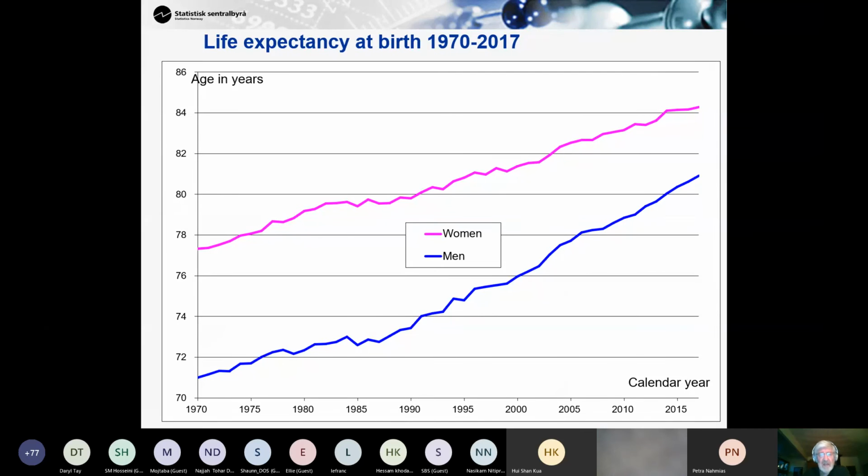Life expectancy at birth is also produced from the registers, because we have deaths by age and we have population by age and sex. We see the gradual reduction in the difference between the life expectancy at birth of men and women, from 7-8 years to 3-4 years.